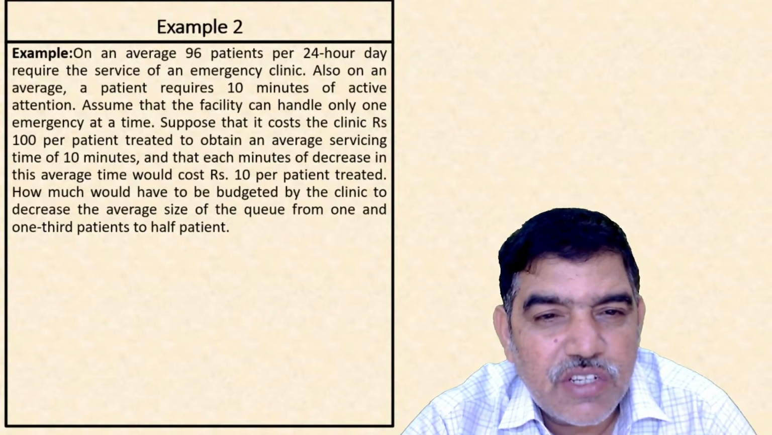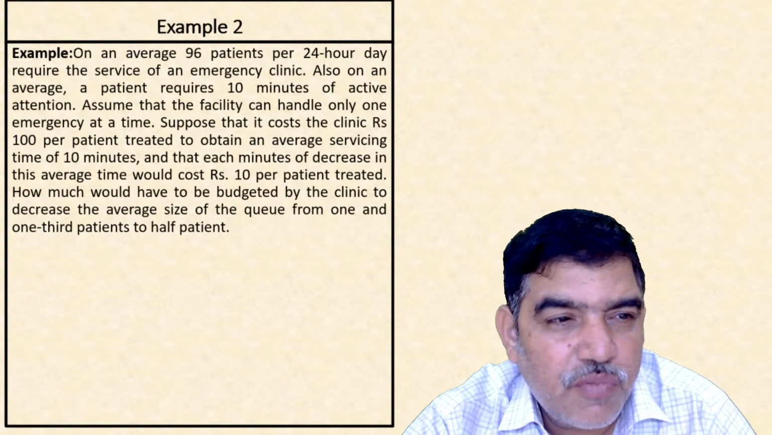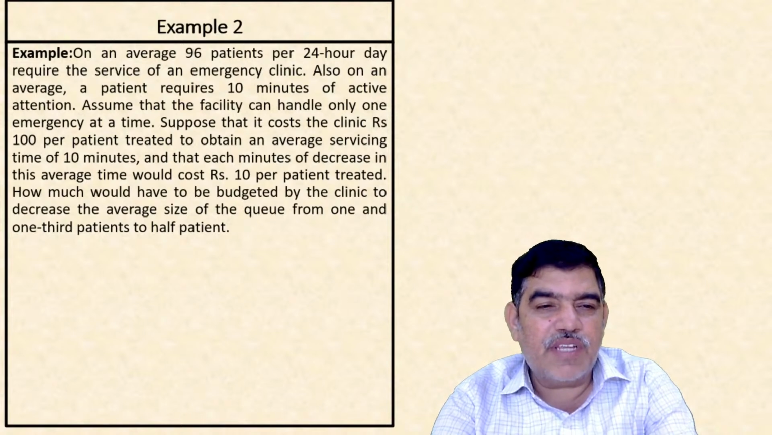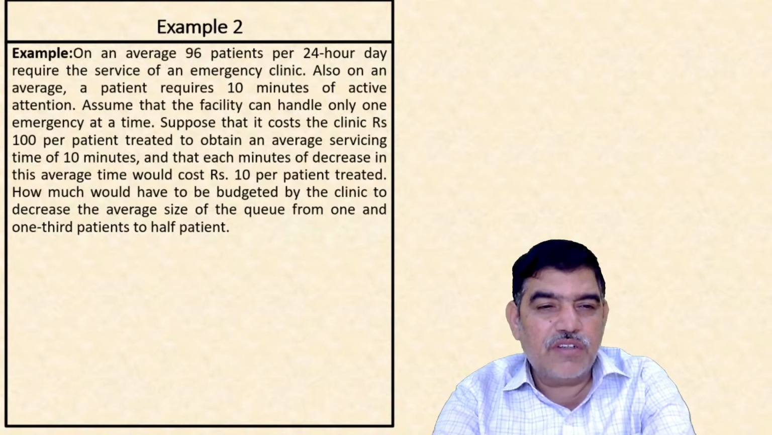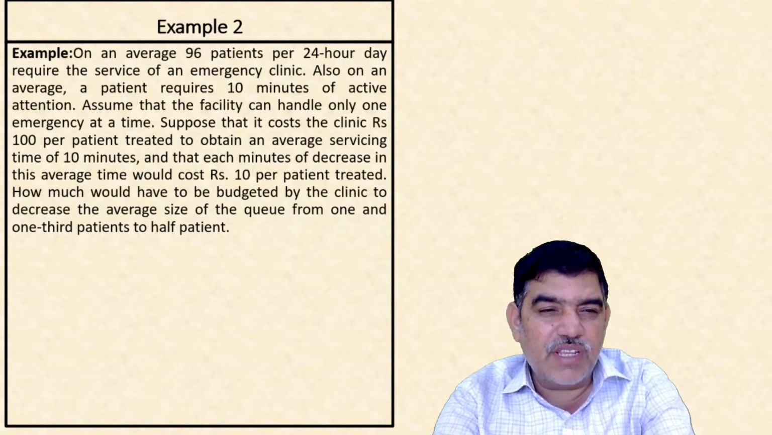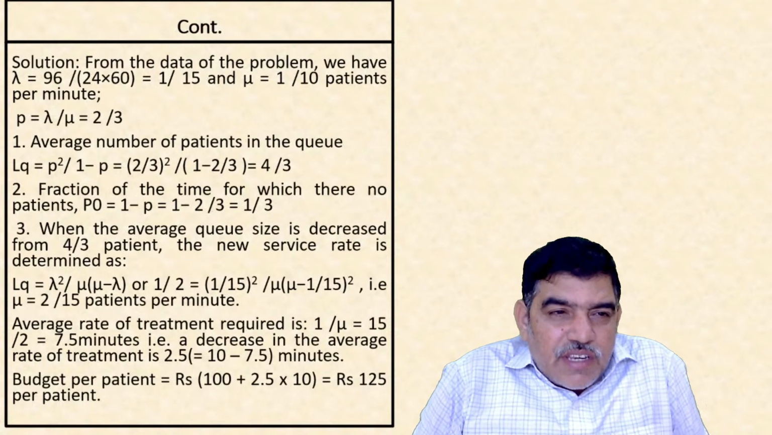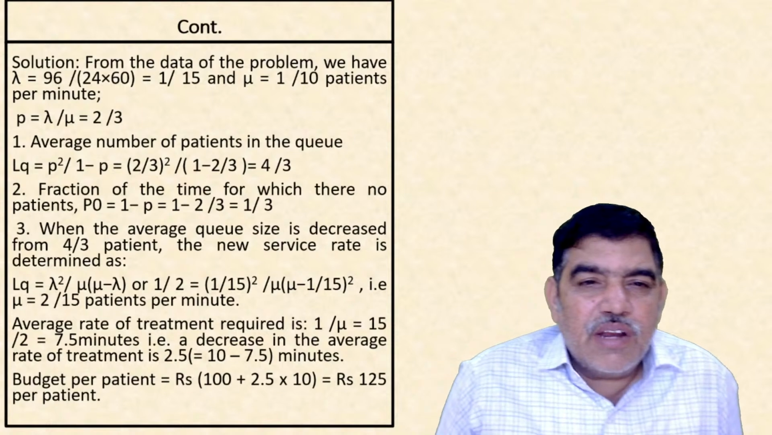Suppose that it costs the clinic rupees 100 per patient treated to obtain an average servicing time of 10 minutes, and that each minute of decrease in this average time would cost rupees 10 per patient treated. How much would have to be budgeted by the clinic to decrease the average size of the queue from 1 and 1/3 patients to half a patient? That is the question, and for the solution we first have to calculate lambda and mu.